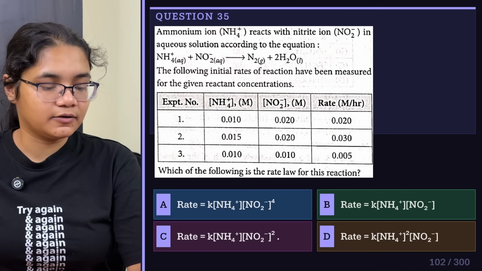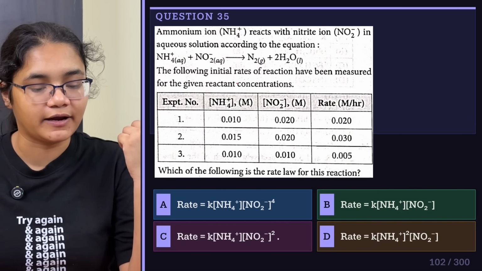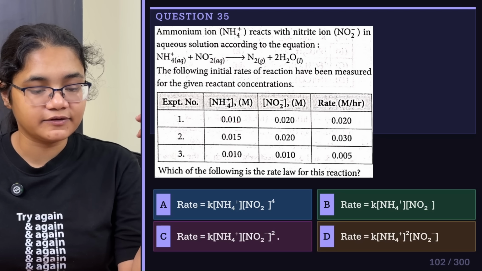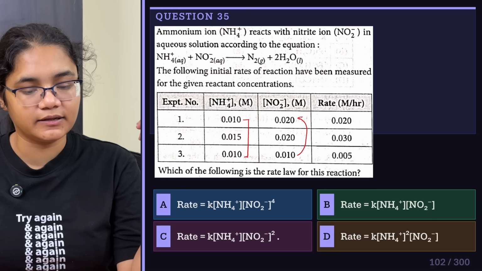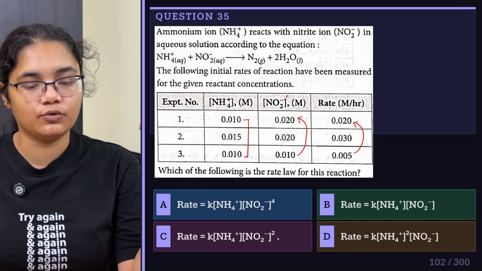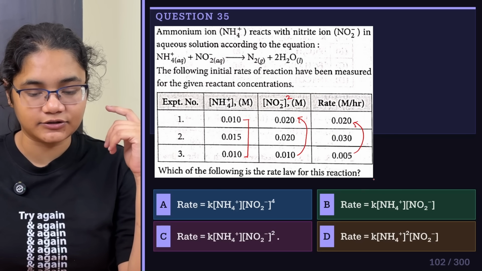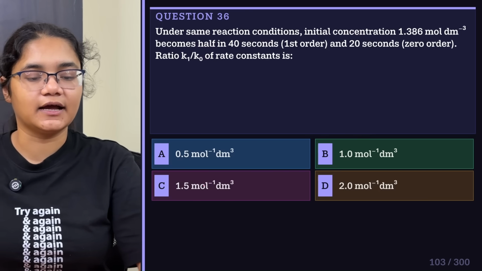Next we have the calculation of the kinetics part. So the rate order we have to find out. If you see, first I will keep this constant, and here what I'm doing is doubling this one. So with respect to this one, the rate is becoming 4 times. So with respect to NO2 minus, it is a second order reaction, and I can find that only one option is like that. So option number C is the correct answer.